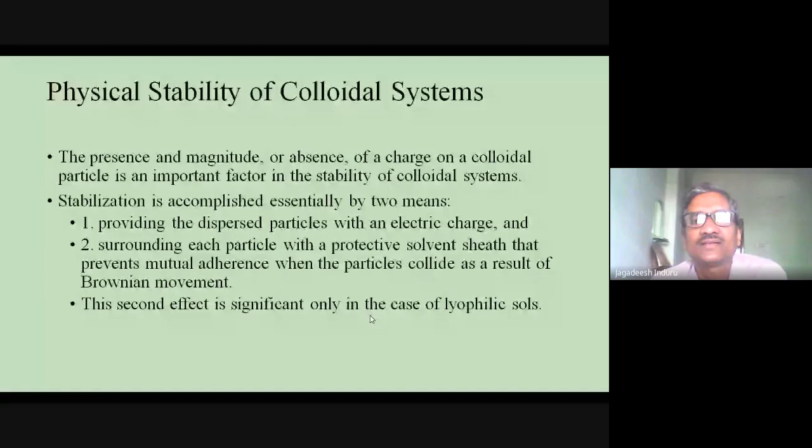Because surface charge, which causes repulsion between the particles, keeps the particles apart and keeps the colloidal dispersion stable. There is another thing we have already discussed previously: we need to provide the particle with a protective solvent sheath that prevents mutual adherence when particles collide with each other in Brownian motion. If we don't provide this sheath, the barrier effect will not be there. Then they tend to adhere to each other and precipitate from the sol to a dispersion state.